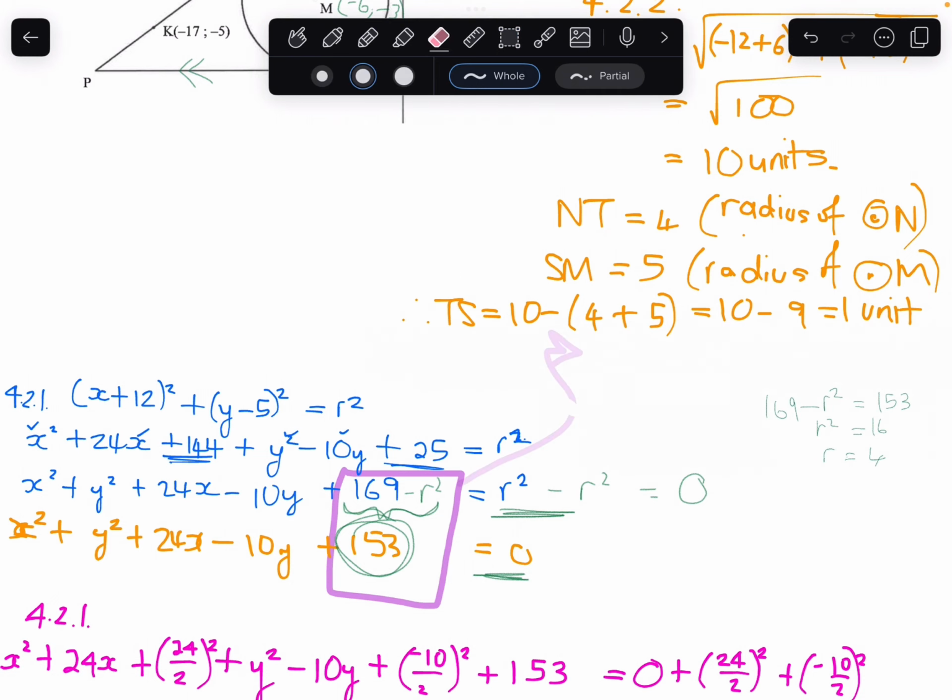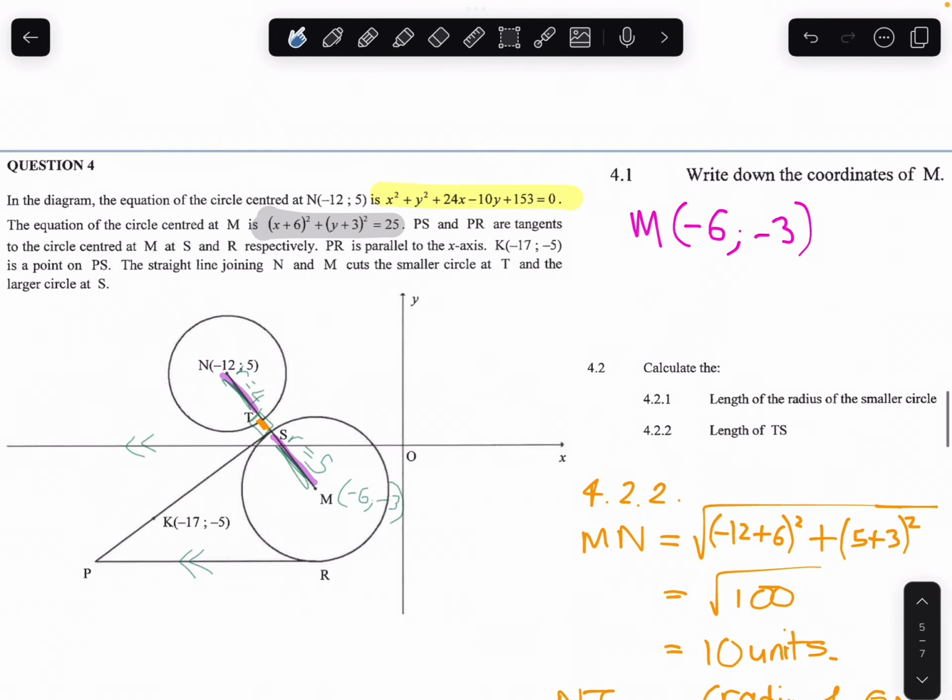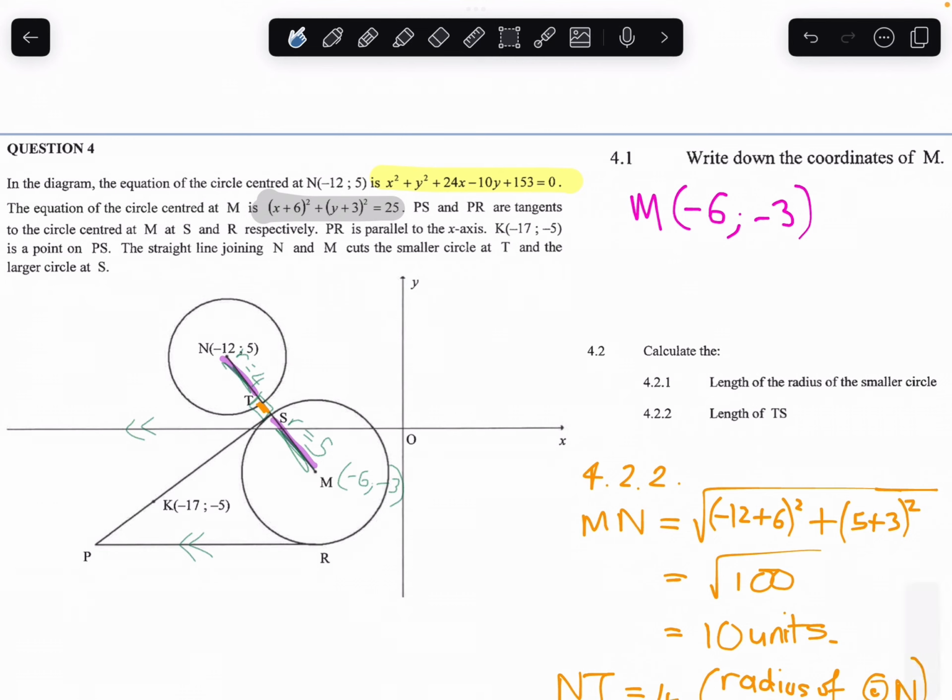And I'm going to erase this and draw it again. Wiggly, wiggly, wiggly. Okay, cool. So let's see what the memo thinks. So for our first answer, if I can find it, the coordinates of M are -6 and -3 indeed. And then the length of the radius is 4 units.